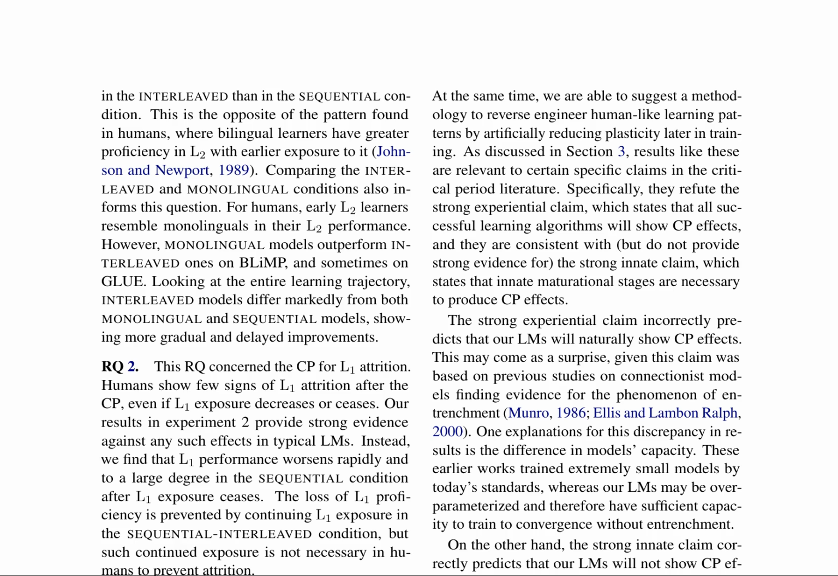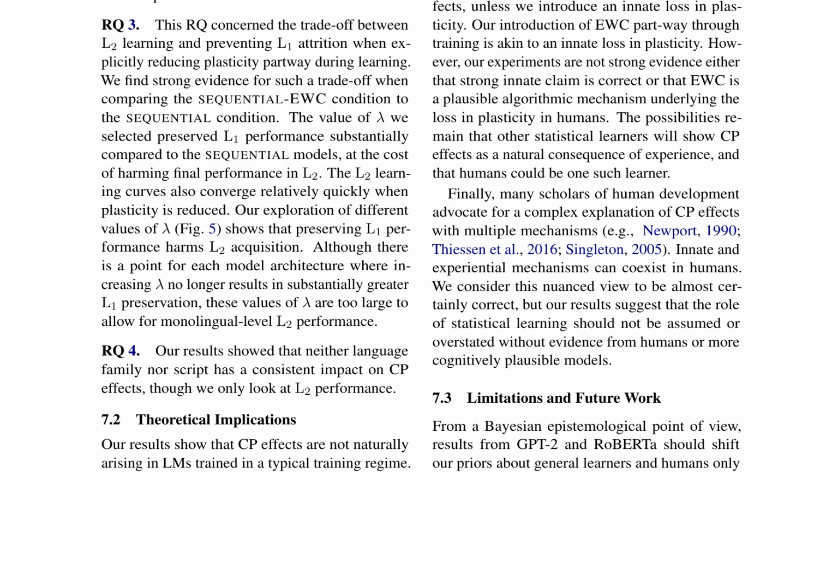To investigate the critical period hypothesis, the researchers explored four research questions. Firstly, they found that interleaved models did not replicate the human language acquisition pattern, where early exposure to a second language yields greater proficiency. Secondly, sequential models demonstrated significant language attrition after exposure to the first language ceased, a phenomenon not observed in humans. Thirdly, reducing plasticity partway during learning prevented language attrition but compromised final performance in the second language. Lastly, language family and script did not consistently impact critical period effects.